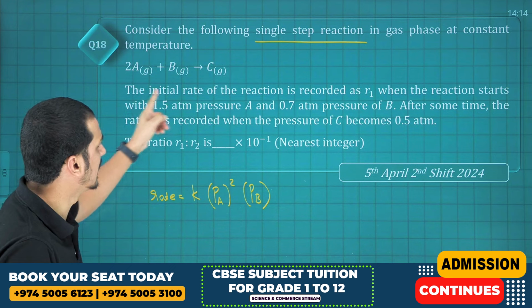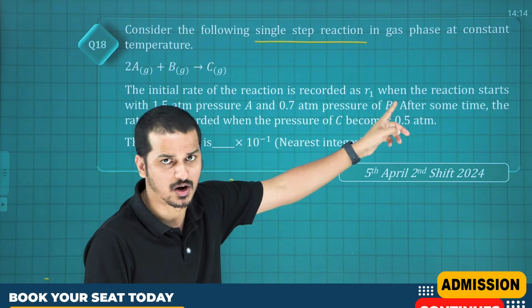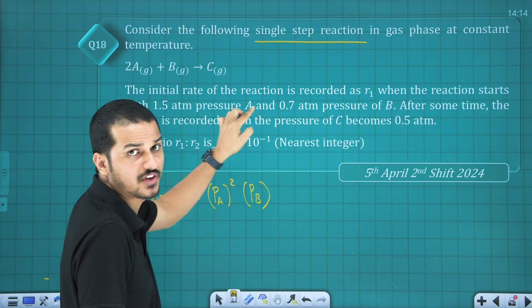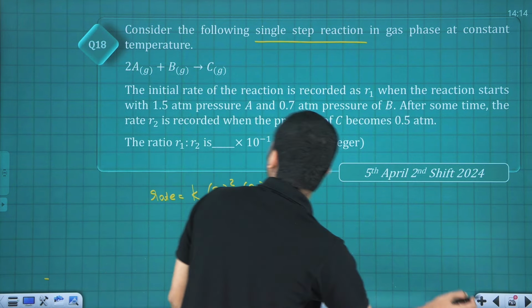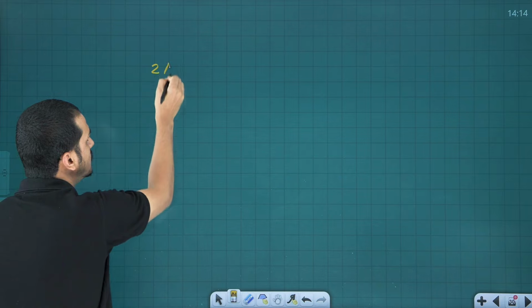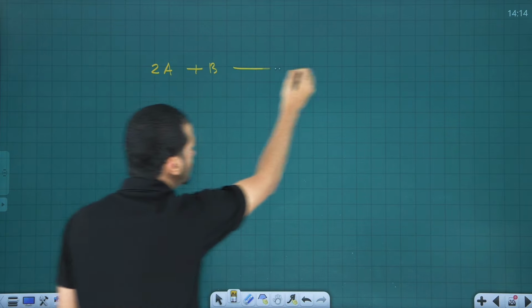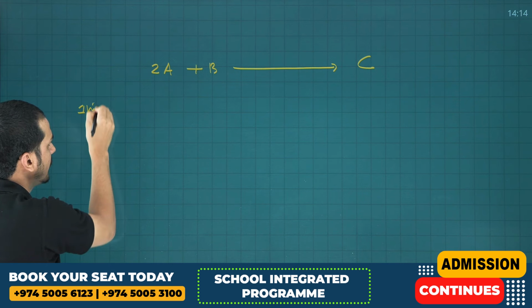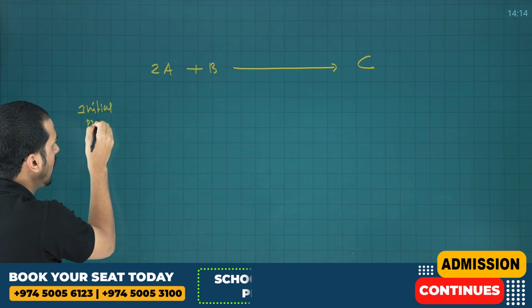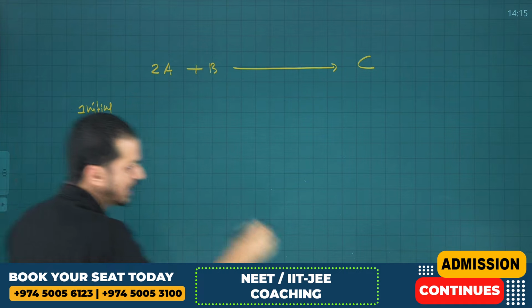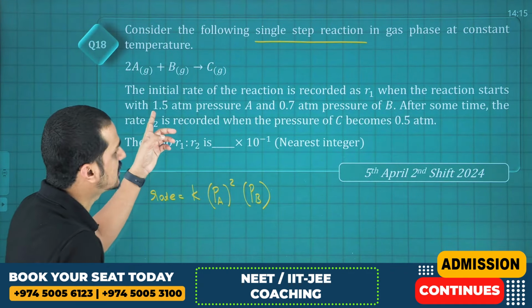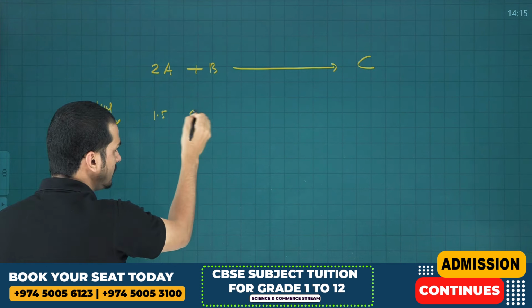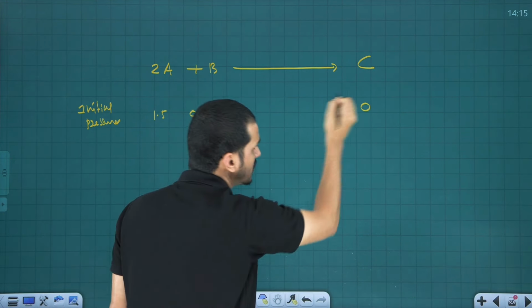Let's look at the question. The initial rate of the reaction is recorded as R1 when the reaction starts with 1.5 atm pressure of A and 0.7 atm pressure of B. So I am taking here 2A plus B gives C. Initial pressures they already gave: A is 1.5, B is 0.7. At that time no C, so 0.